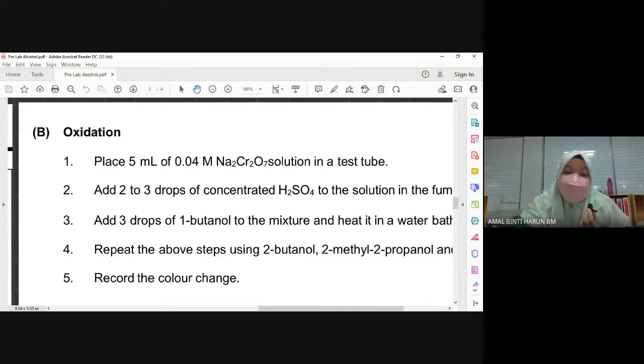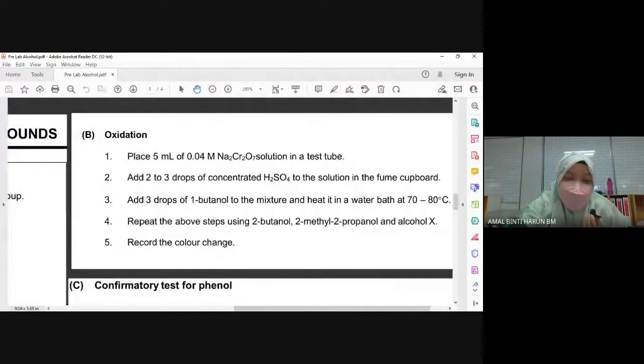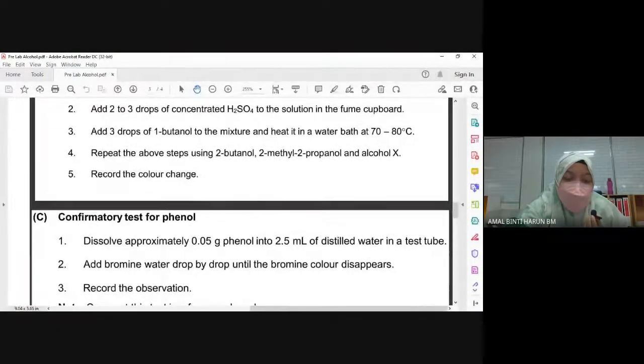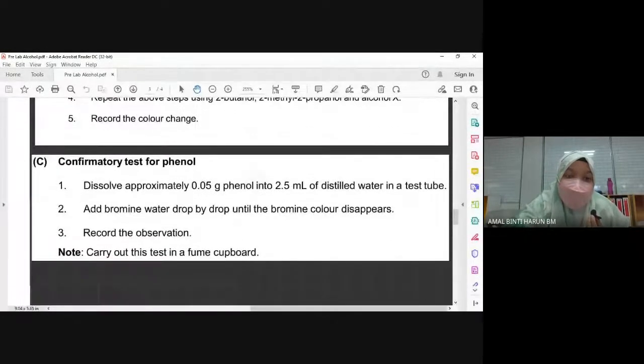Okay. So agak-agak siapa yang akan oxidize? So kalau ada oxidation, orange dah jadi hijau. Kalau it remain orange, that means it cannot be oxidized.